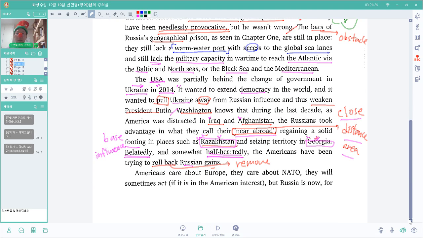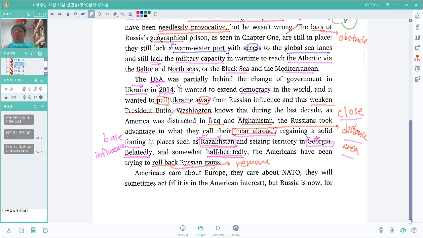So Americans care about Europe, they care about NATO, they will sometimes act if it is an American issue, but Russia is now a European problem. So America is interested in Europe. They care about the NATO situation. Only if there is American interest in Europe and NATO will America try to interfere with the situation.